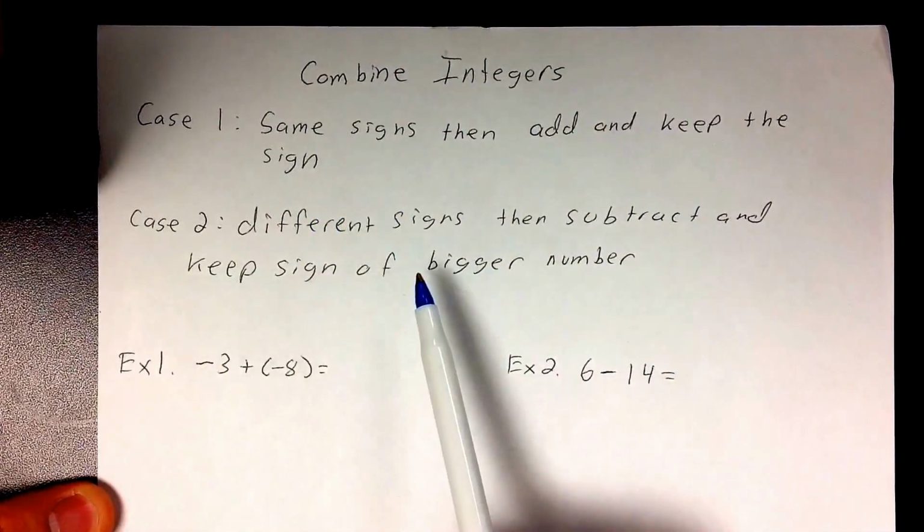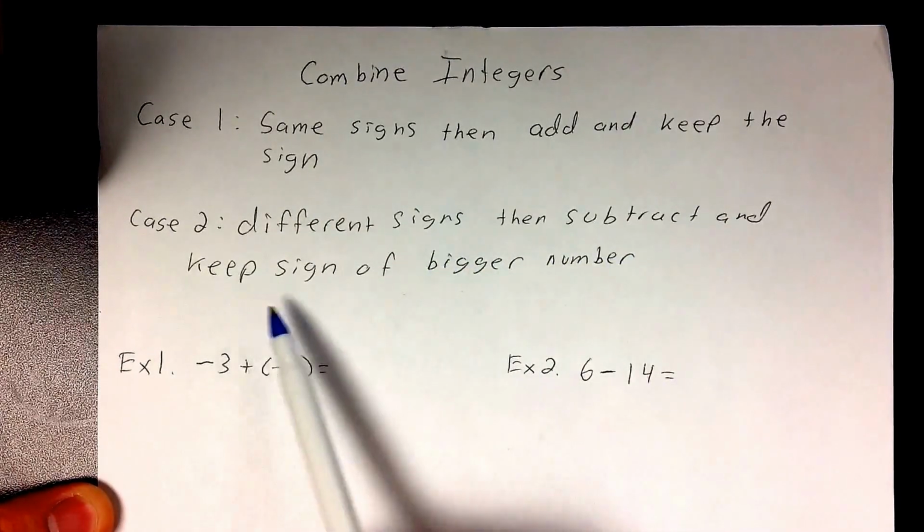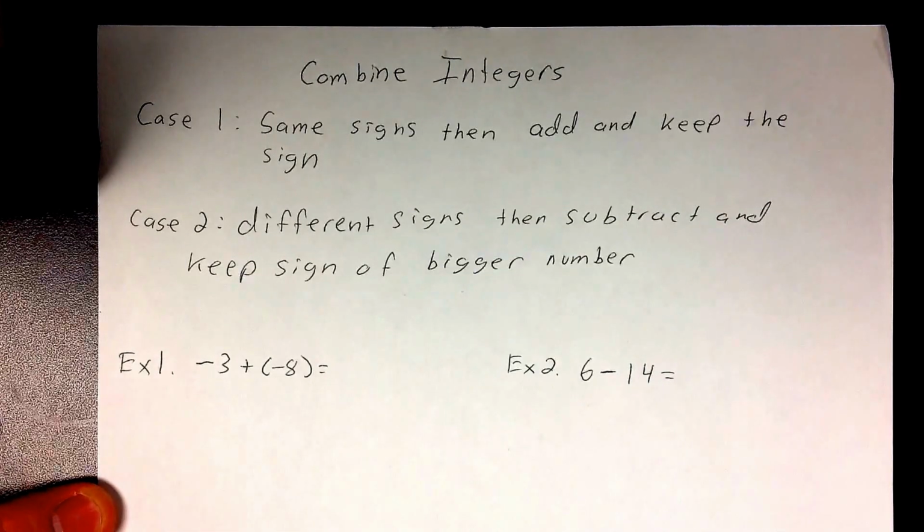Case 2 is different signs. If that's the case, then we subtract the numbers but keep the sign of the bigger number. So let's look at some examples. And again, ask yourself these questions when you do these type of problems.